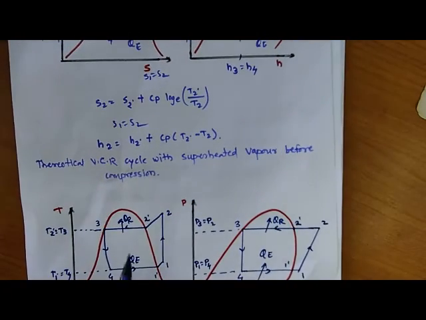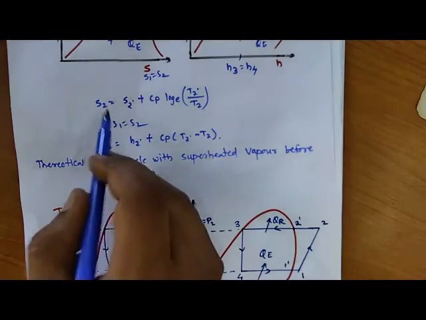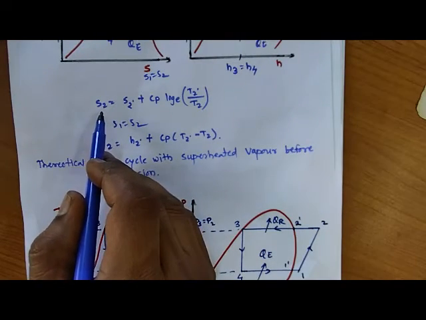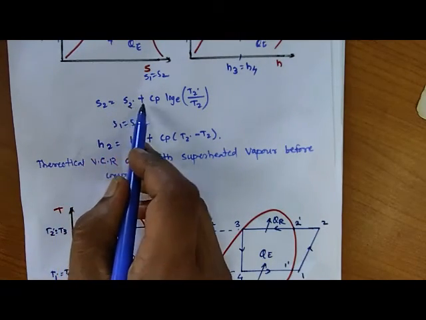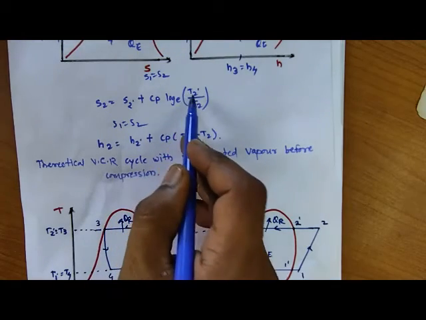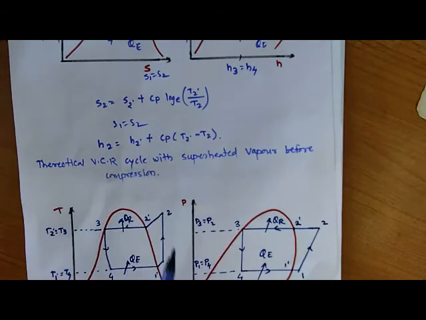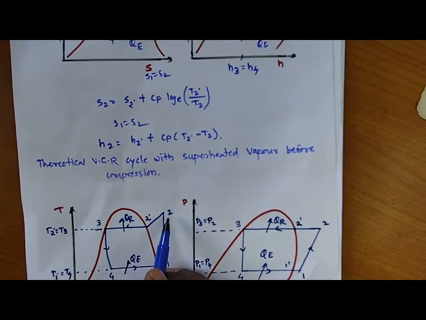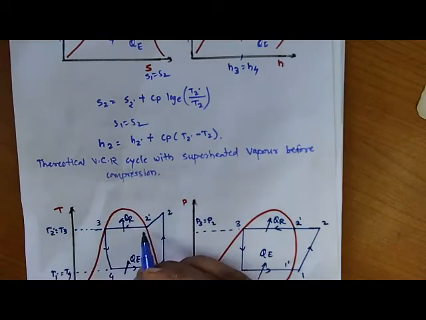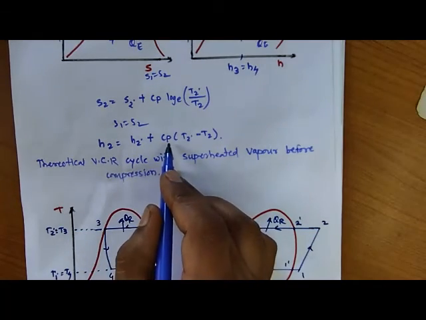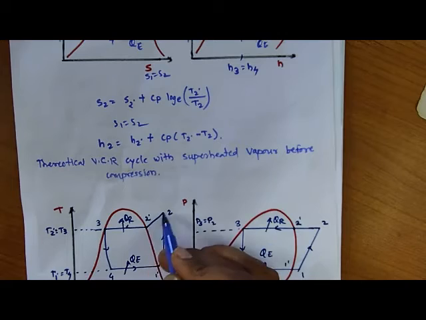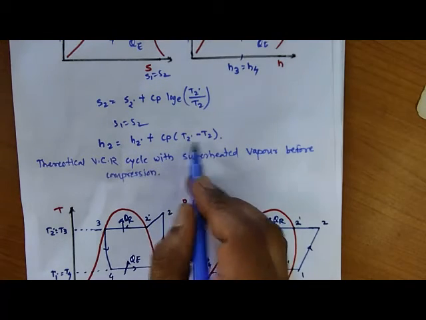By using the degree of superheating we can find out the entropy as S2 is equal to S2 dash plus Cp log_e (T2 dash divided by T2). So S1 is equal to S2 as it is, and if you find out the enthalpy at point number 2, H2 is equal to H2 dash plus Cp of the refrigerant multiplied with the degree of superheating, so T2 dash minus T2.